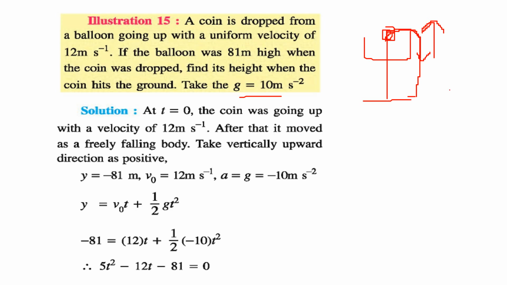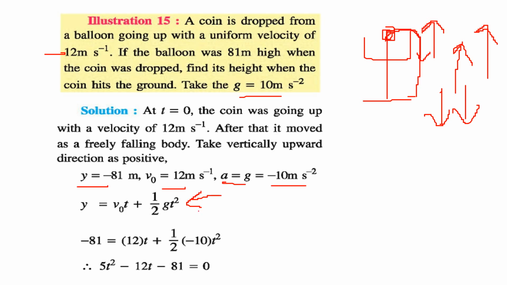So we take upward direction as positive. Y is minus 81 because if this is positive, the y is going to be minus 81. Initial velocity is similar to the balloon, so 12 meter per second. And since velocity is going up, the negative direction will be for acceleration. So acceleration is g, that is minus 10 meter per second square. We apply the law of motion and we put all these values, we get a quadratic equation in terms of t.